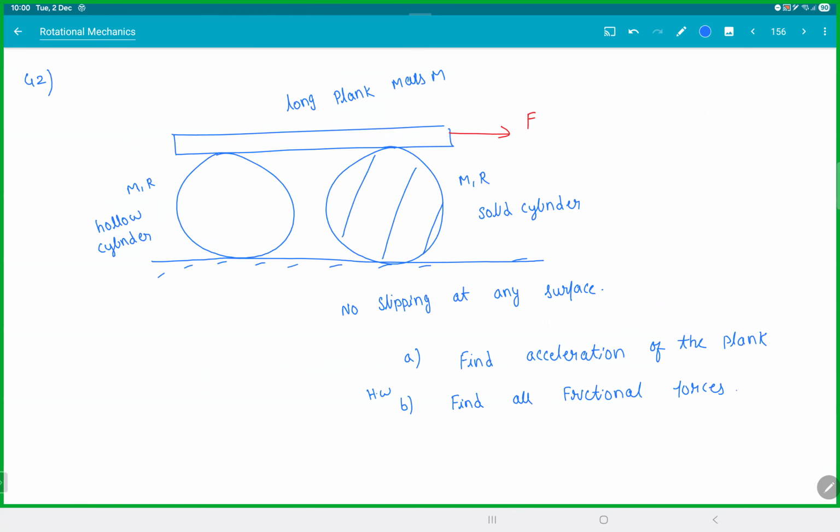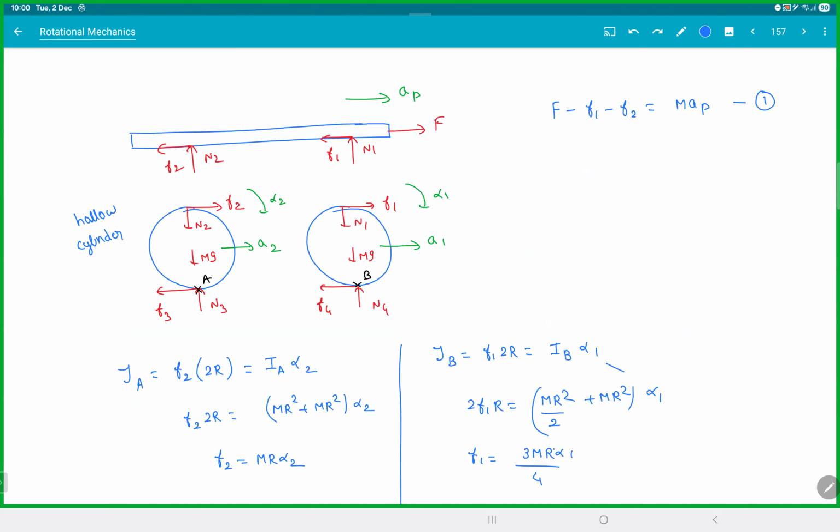Clear with us? While taking torque about A, why don't we take N1? Because, why? Utsa, you are talking about A and N1, you're comparing these two?